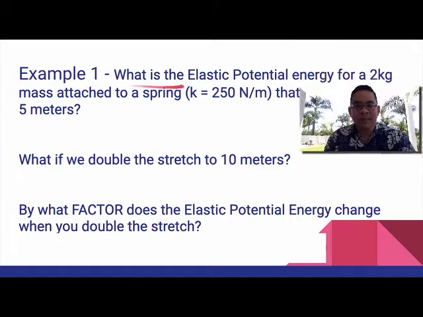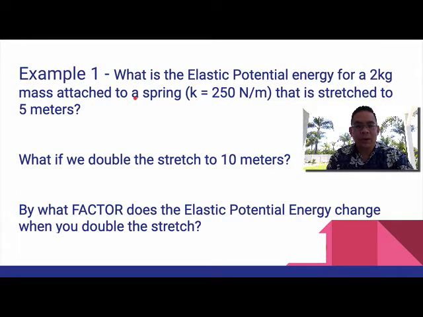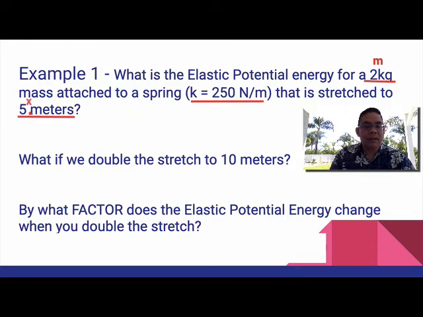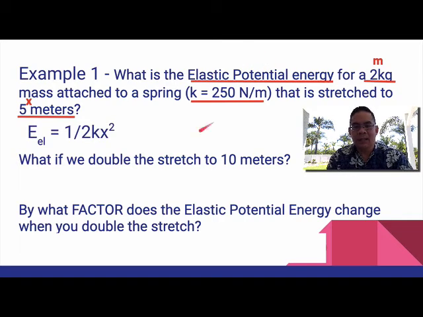So example 1, what is the elastic potential energy for a 2 kilogram mass attached to a spring with a spring constant K of 250 Newton per meter that is stretched to 5 meters? So, looking at the givens, we got 2 kilograms, which is the mass. We got the K already that's given, and then we're also given the 5 meters. So that's going to be our X. So when we look at the formula, we're looking for elastic potential energy, which of course is E_el. So E_el is 1/2 kx squared.